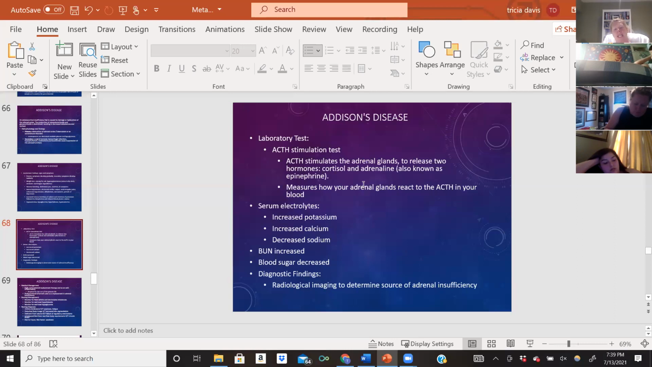If we are doing lab values for electrolytes, we know that we're going to see an increase in potassium, an increase in calcium, but a decrease in sodium. Their BUN is going to be increased. Their blood sugar level is going to be decreased. And then if we did any kind of diagnostic findings, so any kind of radiological imaging, we would just do it to try and further diagnose what the source was of the adrenal insufficiency.